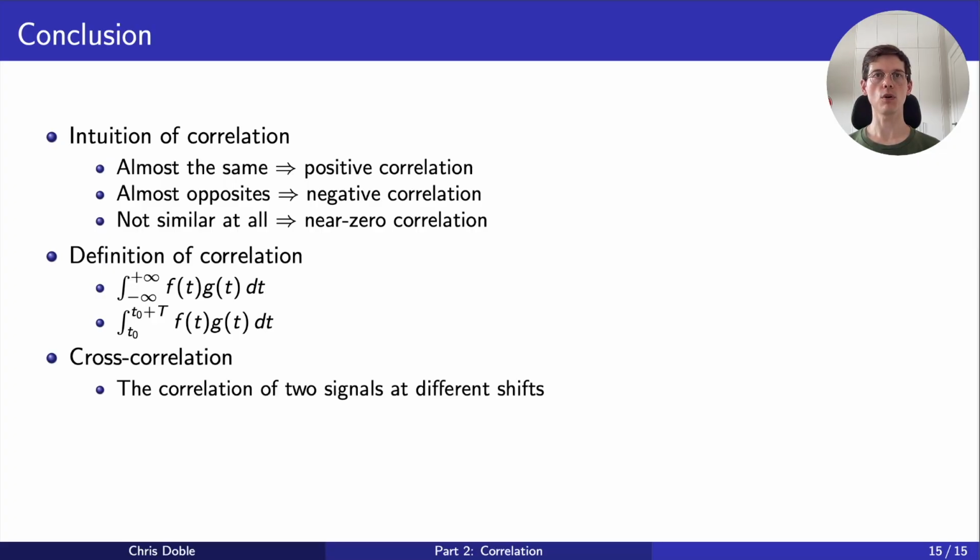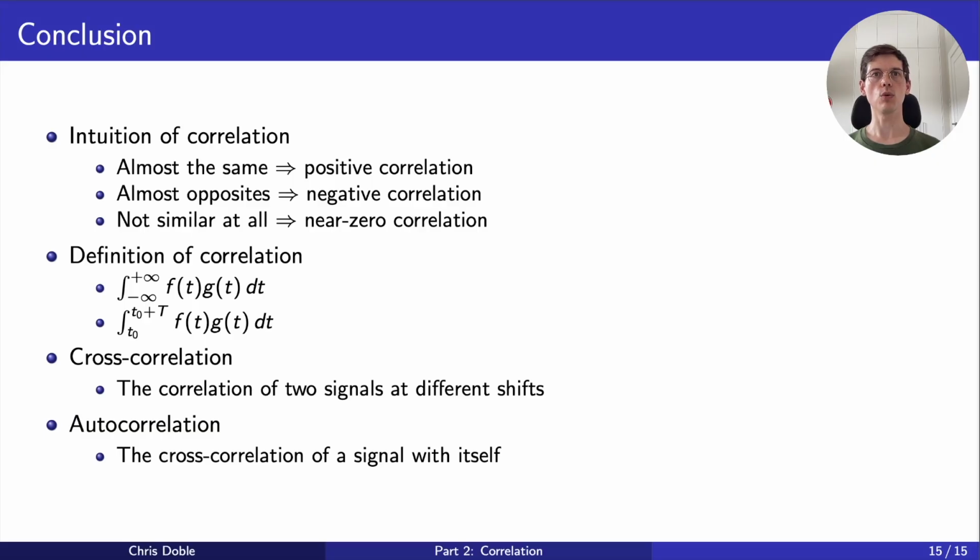Third is the concept of cross-correlation, which tells us the correlation of 2 signals at different shifts. And fourth is the concept of autocorrelation, the cross-correlation of a signal with itself. In the next video, we'll talk about GPS signals, the information they contain, and how we decode that information.